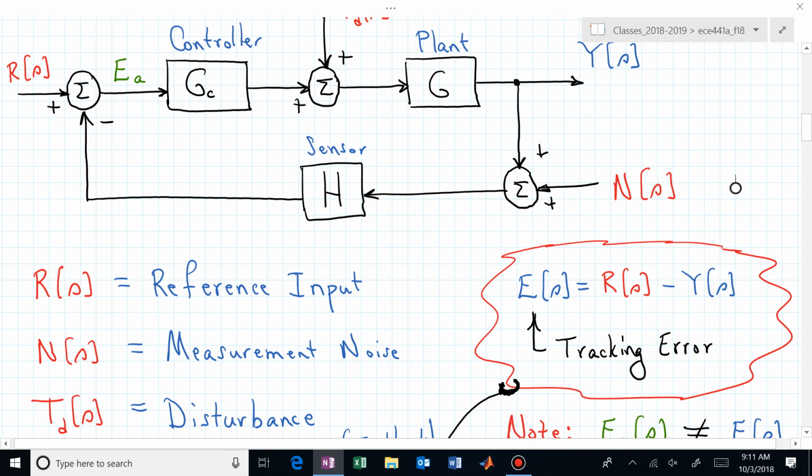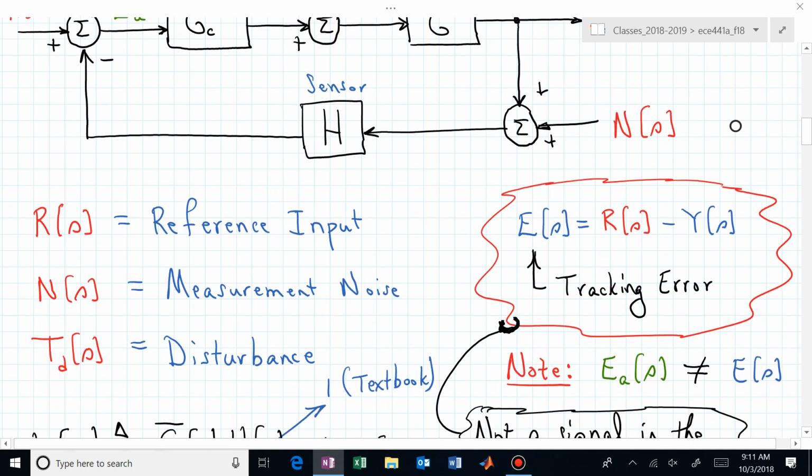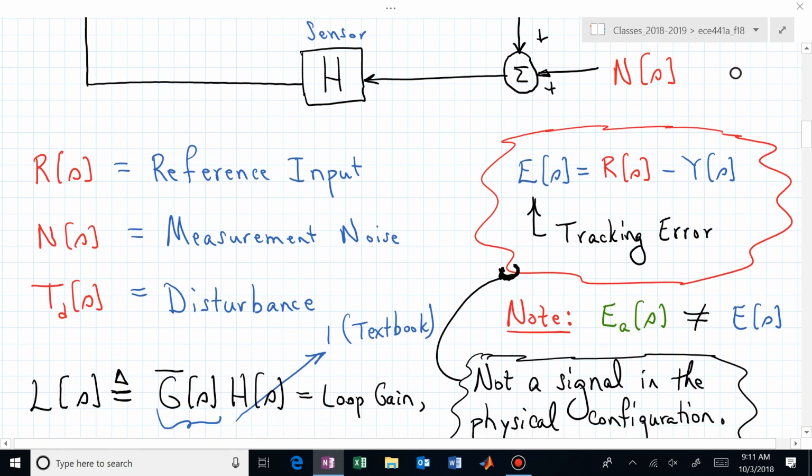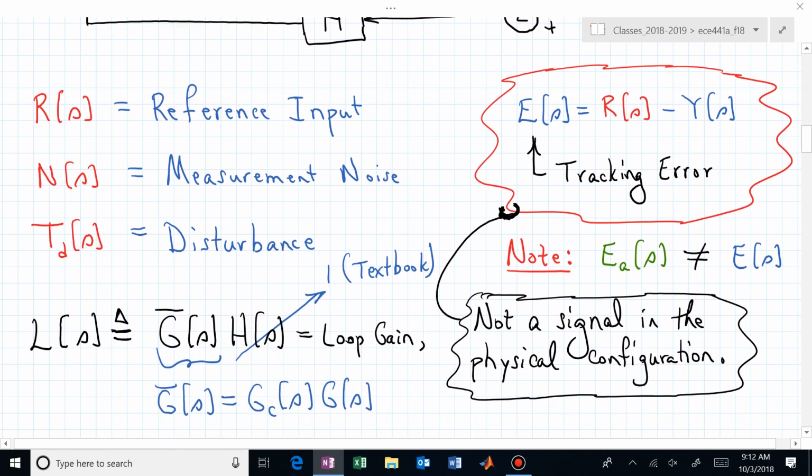E sub A has this noisy output that's maybe filtered through the sensor. Typically, though, in this discussion, we're going to fix the sensor to just be a 1 or a unity gain. We'll assume our sensor dynamics are perfect or ideal. We don't have any sensor dynamics. I tried to then convince you that E sub A is not equal to E of S, and that E of S is not a signal in that physical configuration. You can't find a signal in that block diagram that corresponds directly to E of S.